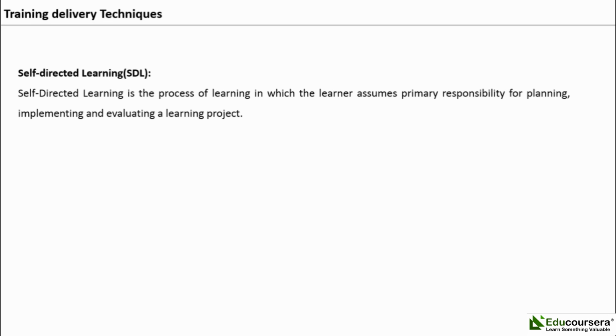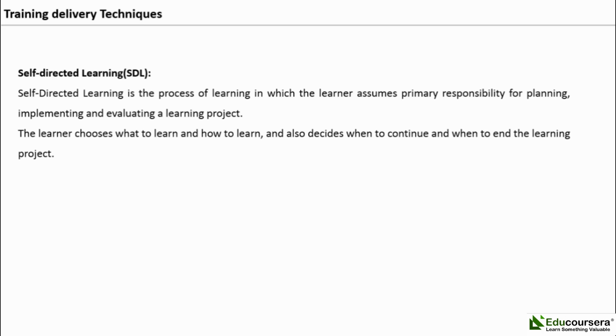Self-directed learning, also known as learner-controlled instruction, LCI, is the process of learning in which the learner assumes primary responsibility for planning, implementing, and evaluating a learning project. The learner chooses what to learn and how to learn and also decides when to continue and when to end the learning project. Working without an instructor at their own pace, adult learners build toward achieving the desired competency level in the needed knowledge. SDL works well when there is only one person to train at a time. SDL reinforces the trend towards the use of technology-based training.